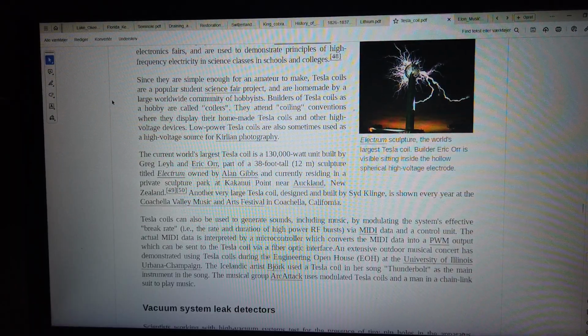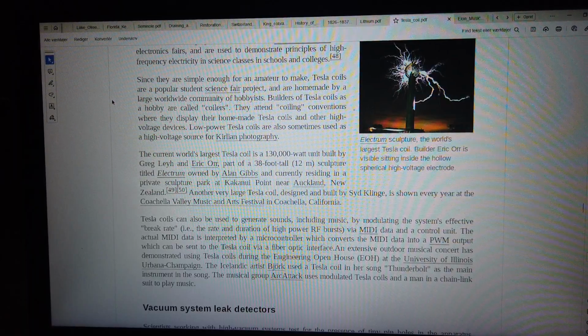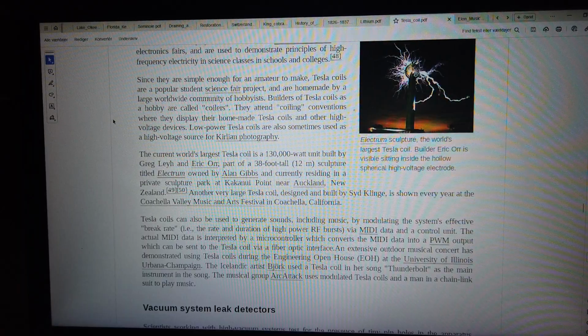Builders of Tesla coils as a hobby are called coilers. They attend coiling conventions where they display their homemade Tesla coils and other high-voltage devices. Low-power Tesla coils are also sometimes used as a high-voltage source for Kirlian photography.